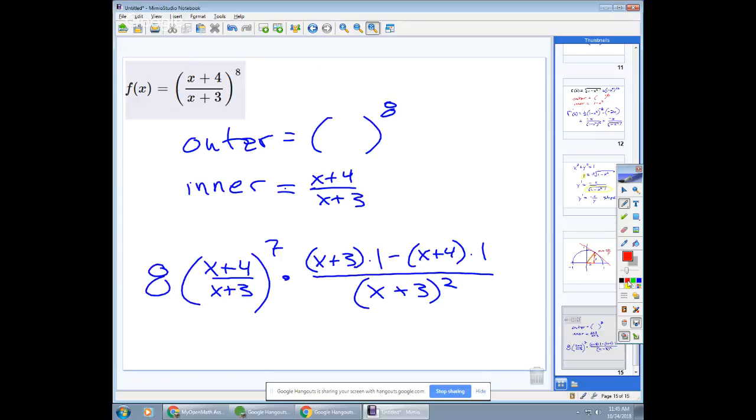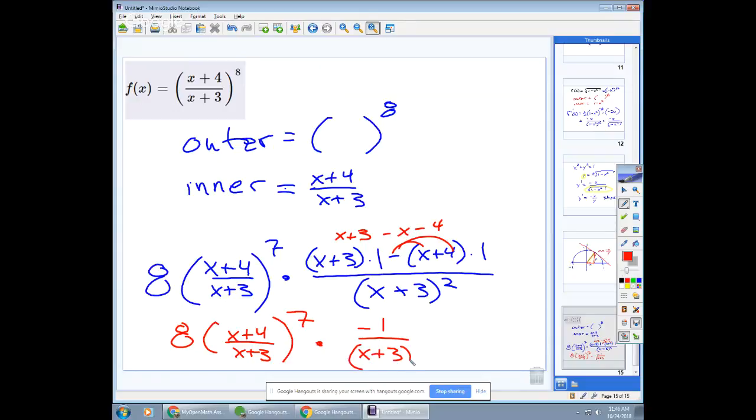So, 1 times X plus 3 is X plus 3, but the minus has to be distributed. So minus X minus 4. So aren't you just left with -1? Just -1, yeah. So now I have 8 times X plus 4 over X plus 3 to the 7th times -1 over X plus 3 squared.